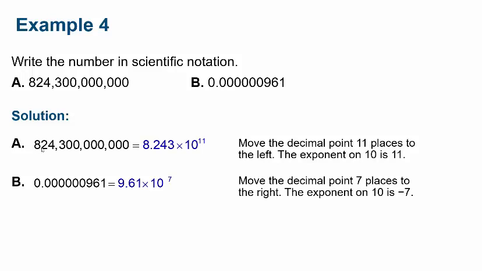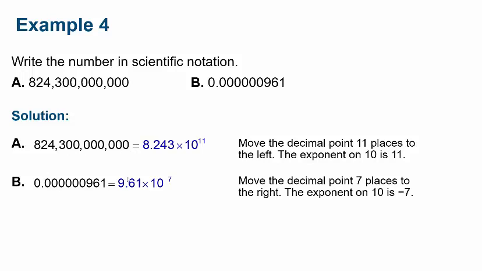You take the lead number here, which is 8. And you're going to move the decimal place 1, 2, 3, 4, 5, 6, 7, 8, 9, 10, 11. So now I've moved the decimal place from here to here. I had to move it 11 places to get there. So now I have 8.243 times 10 raised to however many times you moved the decimal place.